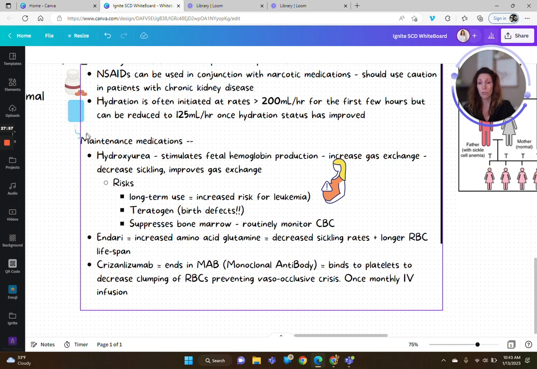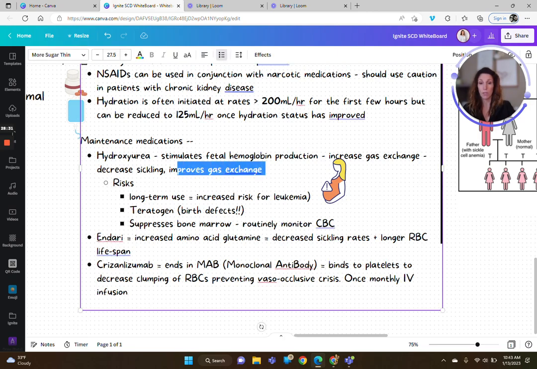And then just further into these maintenance medications. Hydroxyurea, this stimulates fetal hemoglobin production, okay? It's just another type of hemoglobin that acts more like normal hemoglobin. So it increases the circulating fetal hemoglobin in the red blood cells of the patients who have sickle cell disease, so maybe they'll have less sickling. And so this can increase gas exchange, decrease sickling, and I was really impressed with it improving gas exchange.